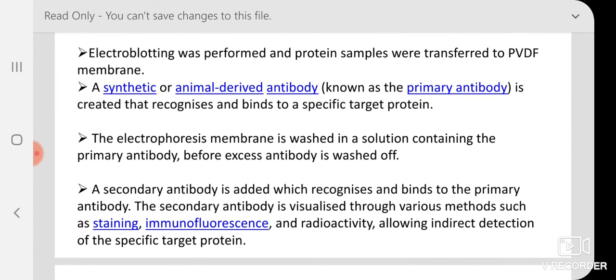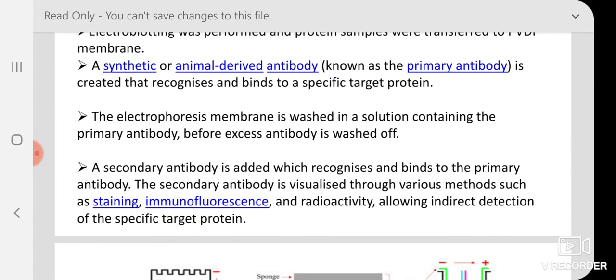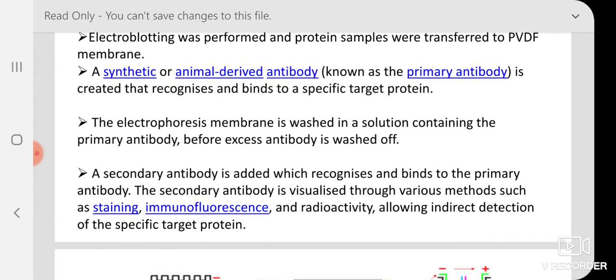After transfer we have to block the membrane, but ultimately we have to incubate with the primary antibody. A synthetic or animal derived antibody known as primary antibody is created that recognizes and binds to a specific target protein. So our goal is to identify the protein of our interest. So we have to design a primary antibody against that particular protein and we incubate with it. Then the membrane needs to be washed properly so that there is no non-specific binding of the antibody and excess antibody is washed off.